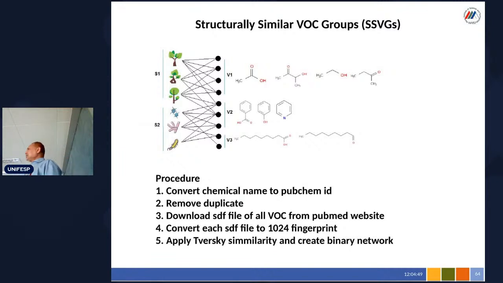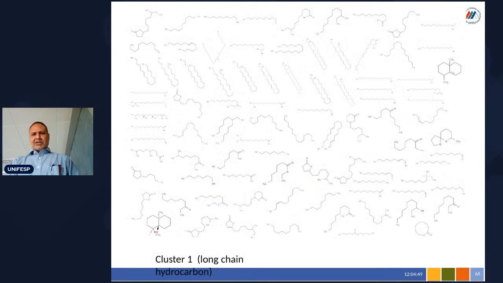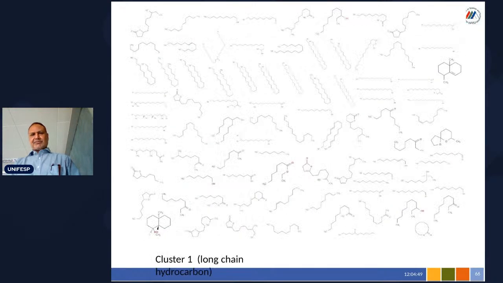And then we also tried to analyze the pathways. Usually the VOCs with similar structure are produced by similar pathways. So we tried to classify the VOCs according to their structures. Again, we took help from DPClass O. We clustered the VOCs according to their structure, and we found, I think, more than 251 types of clusters. This is, for example, cluster 1, long chain hydrocarbon.